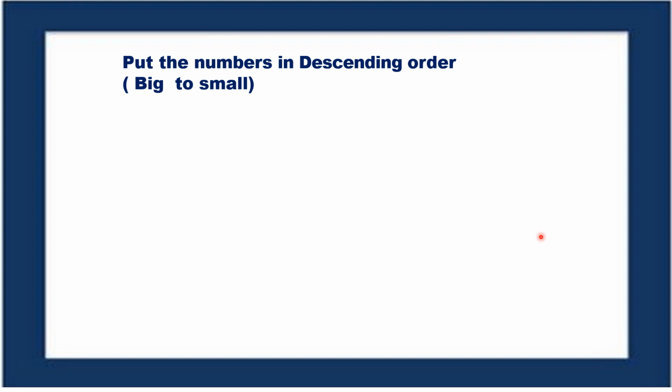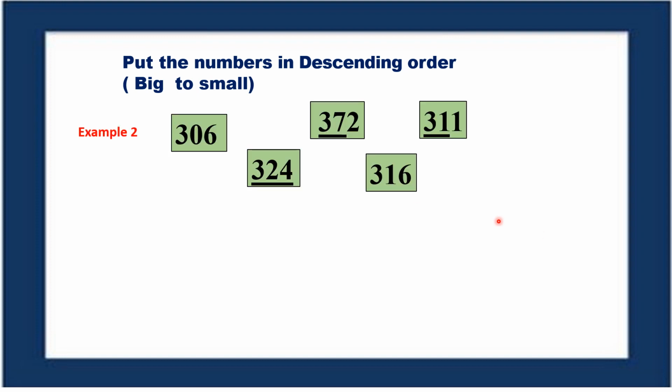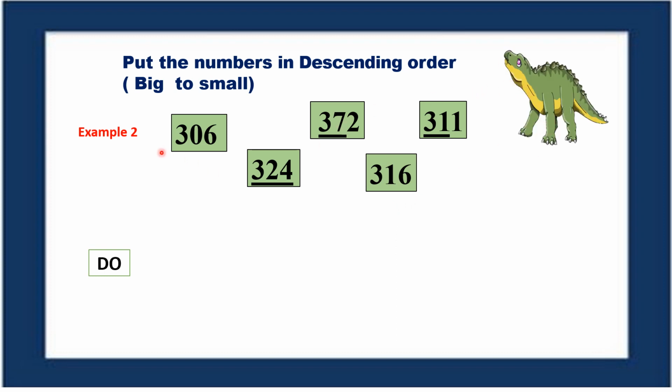Here is one more example for the descending order. The given numbers are 306, 324, 372, 316 and 311. These numbers we have to arrange in descending order, means big to small. Dino. So if you observe the hundreds place, everywhere 3 is there. So what we have to do? Now you compare with the tens place. So which is the biggest number here? First you can observe 306, 324. Yeah, it is 372. So write the answer in the descending order over here and strike off in the question.